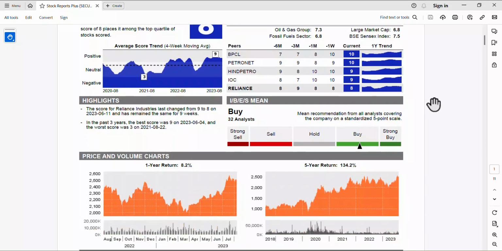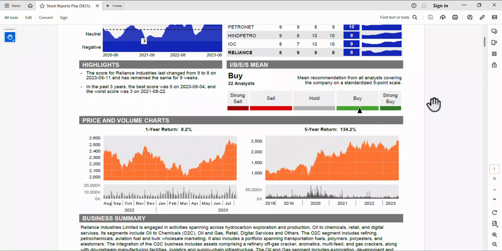So we just go down the layer. Look at the 1-year chart. In 1 year, Reliance has given 8.2% return. In 5 years, it has given 134.2%. So in 5 years it has given 134% return. If we divide by 5, it comes to more than 20%, around 20-25%. Only last year it has not given much return. The stock has moved very high in the last 5 years. In the last year it was sluggish compared to the market.